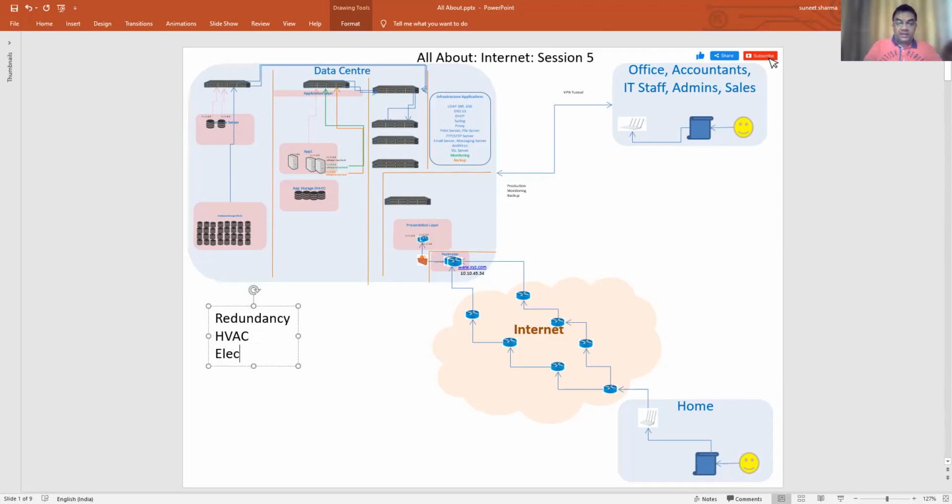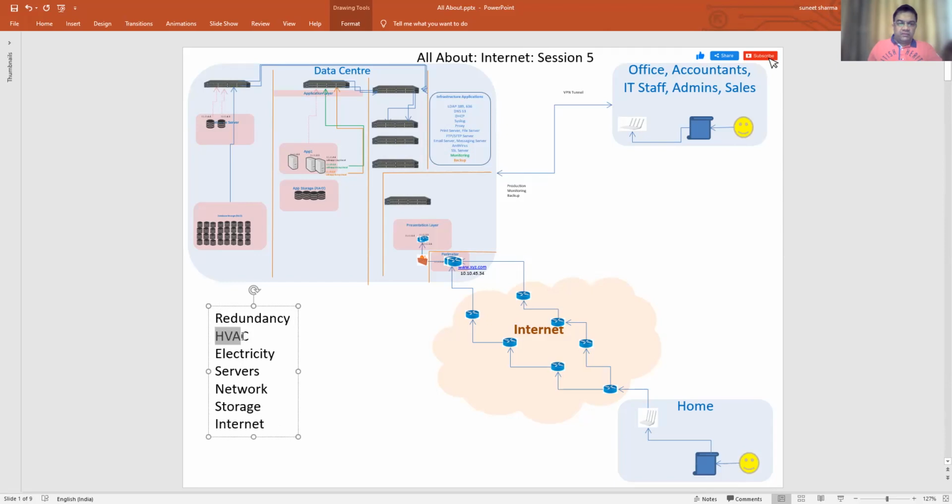HVAC system, then electric, then what do you have? Servers, then network devices. Network and firewall, I would like to say, then storage and backups. Let's say storage; backup we will talk about later on. And the internet. These are the minimum things that we can think about that should be redundant.